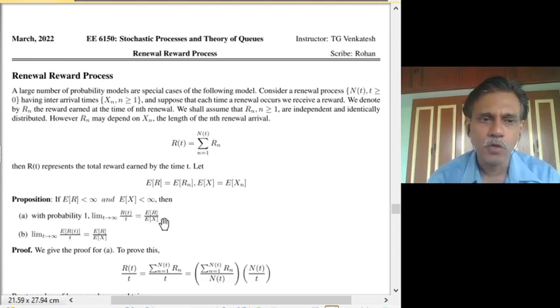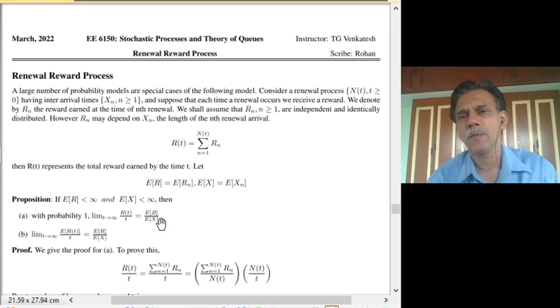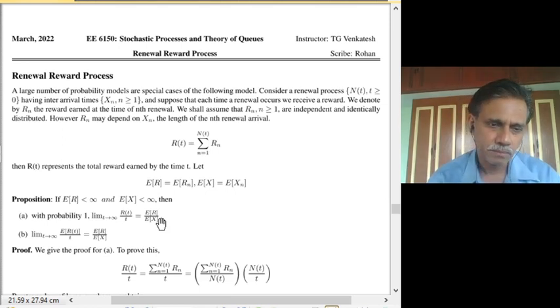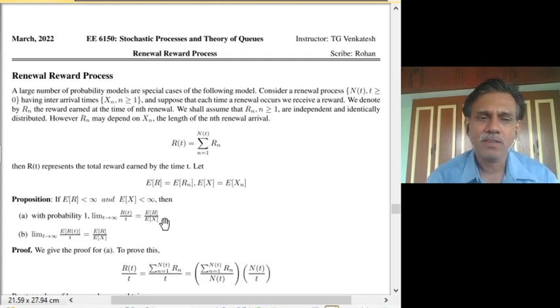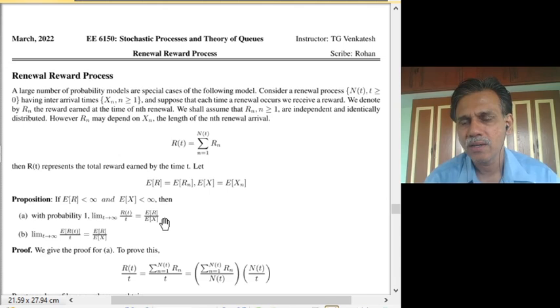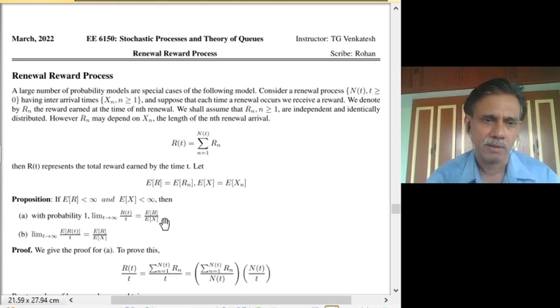The other way is, if you know E of r, the expected value of reward, and the expected duration of a renewal cycle, E of r by E of x itself will give you the reward rate, because E of x is the average duration of a renewal cycle. At the end of the renewal cycle you get a reward whose average value is E of r. So if you divide the expected reward in a renewal cycle by the expected duration of the renewal cycle, you will get the reward rate. That is what this theorem tells.